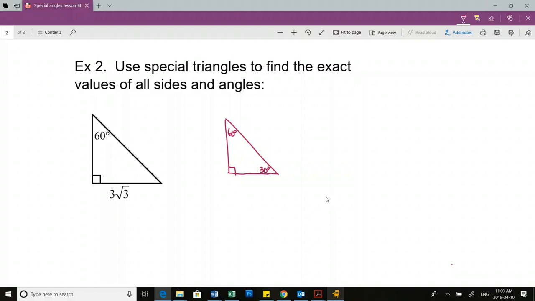I always have to make sure that across from 30 degrees is what side measurement? 1. So across from 30 here, I always label that side equal to 1. It doesn't matter which order I put them in, as long as I label the sides properly. What is across from 60? What's the side measurement there?